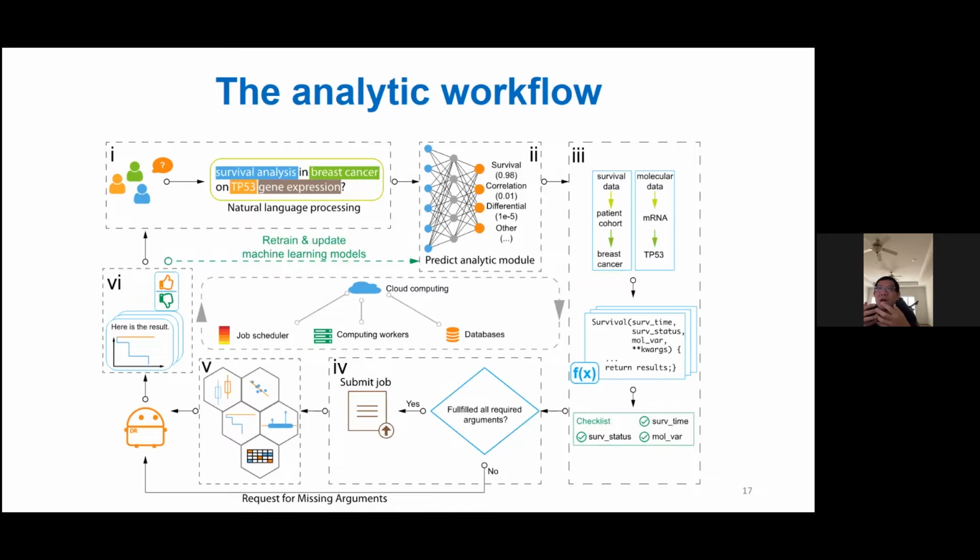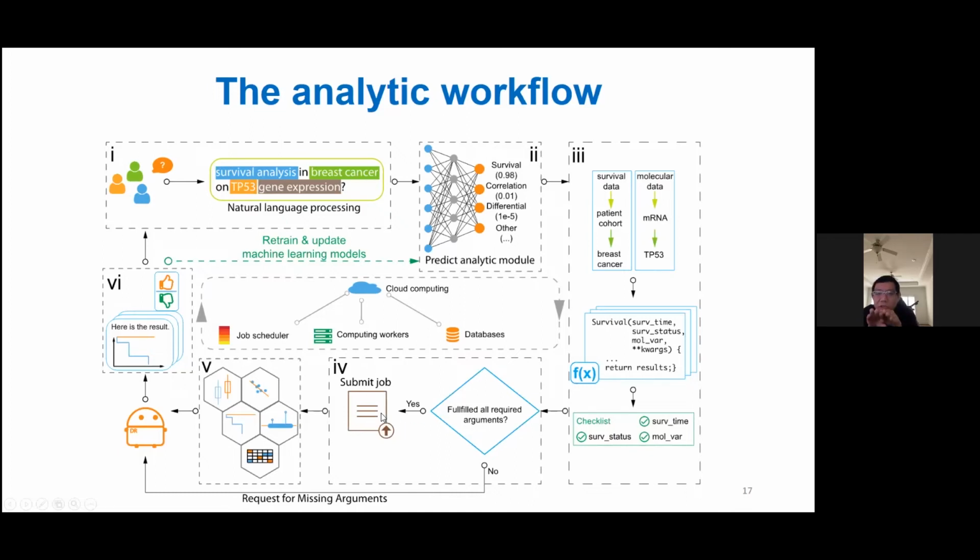And then through the dialogue, usually we ask you to confirm this to make sure we really understand what you mean. Once you give your confirmation and we understand your intention, DrBioRight will identify the data cohort and the analytical script to do the analysis. Once you call the analysis, it will check whether we have sufficient parameters to do the analysis. If all the parameters are fulfilled, then we submit this job.